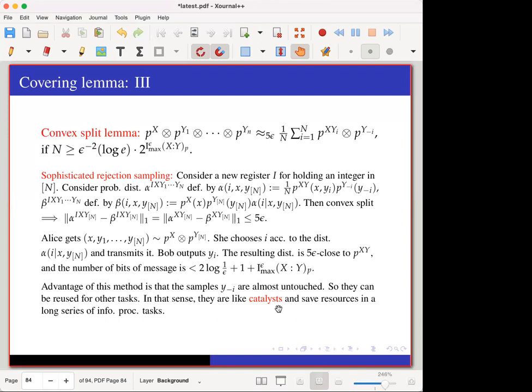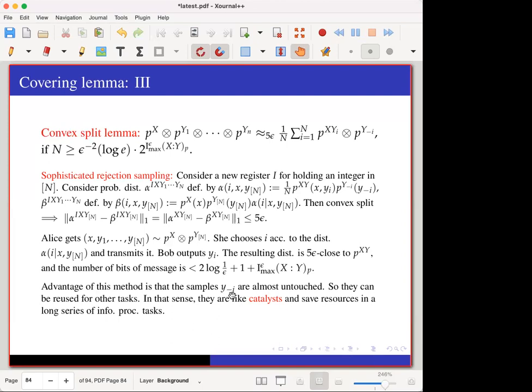processing tasks. Suppose I did the message compression followed by something else, using this as a subroutine in something else. I can reuse this y minus i. So overall, I will start getting more efficient information processing protocols because these are like catalysts. Okay. There are other advantages also, which I alluded to last time. So this allows me to improve the analysis of Martin's inner bound for the broadcast channel. Okay, it becomes very crucial for the quantum analysis.